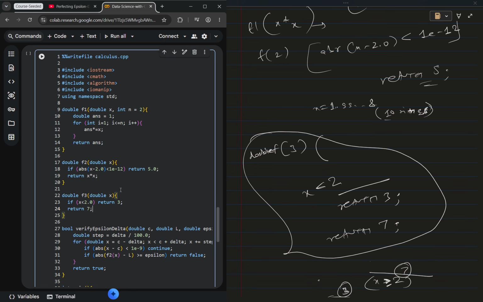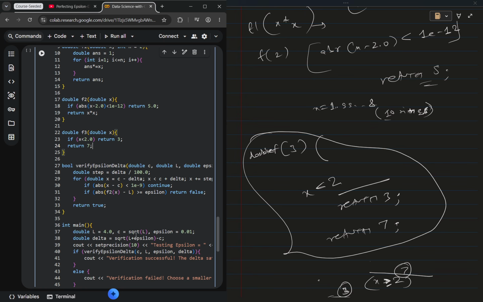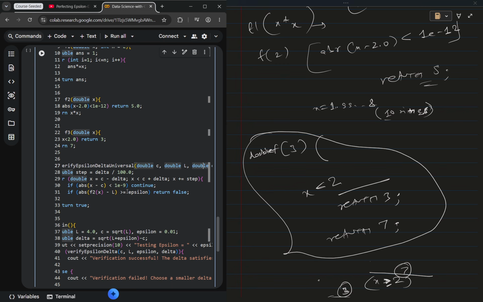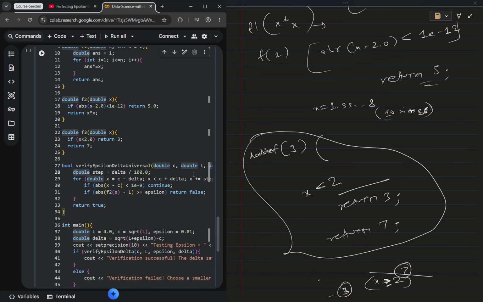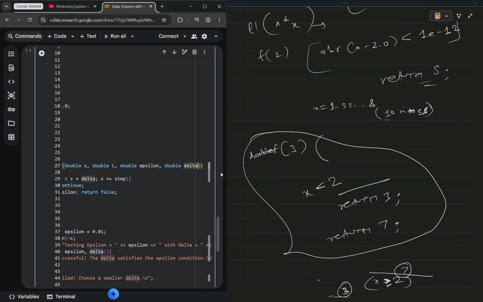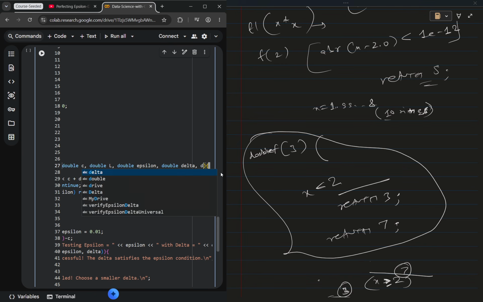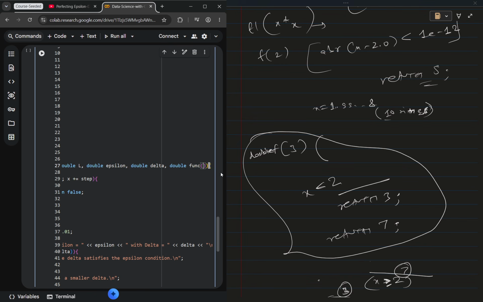Okay, so now I think it looks very good to me. So this has to be fixed for now. Instead of writing this epsilon delta, we'll just be taking universal. Then we'll have double C, double L, double epsilon, and we also have your delta. We can also add a double function, okay, sorry, that's not how we declare a function inside this. So we have a star function.